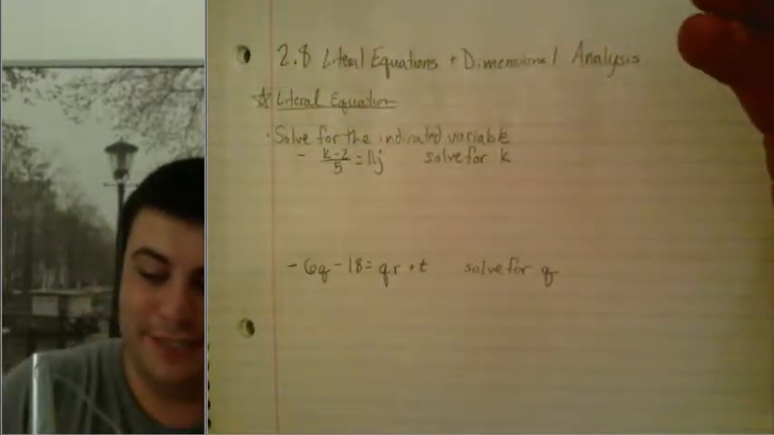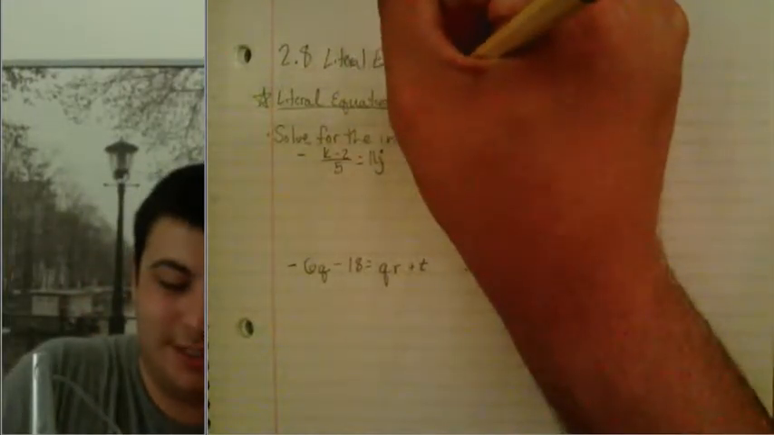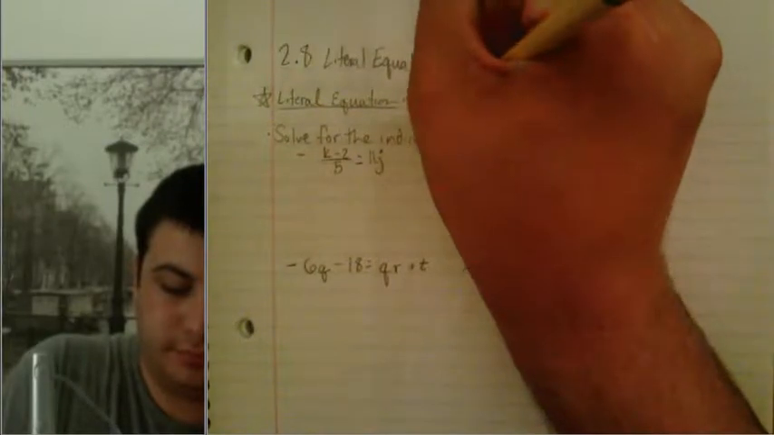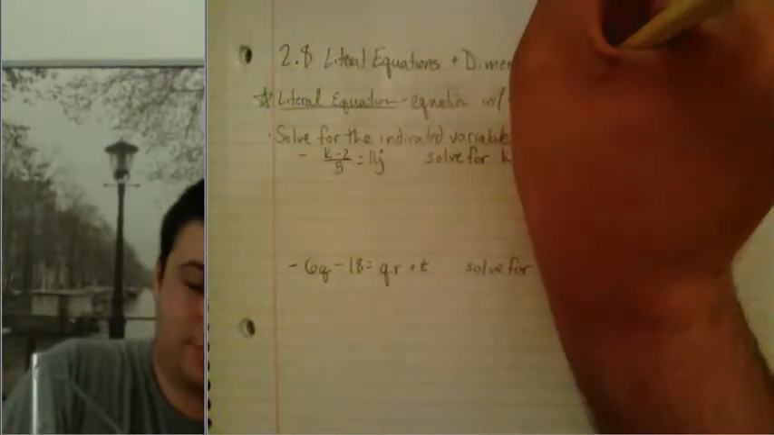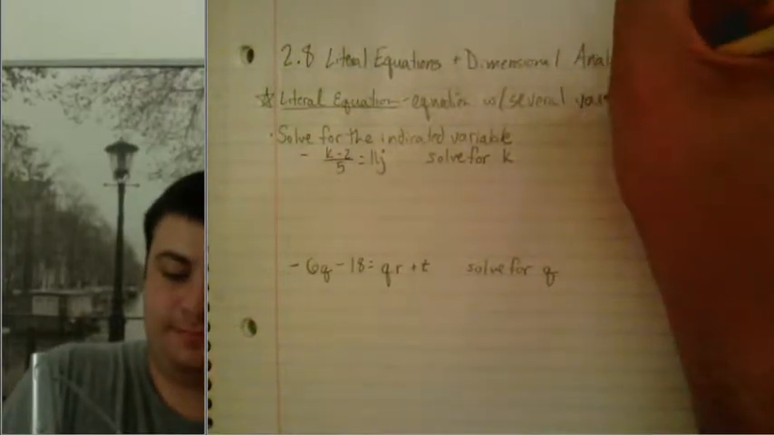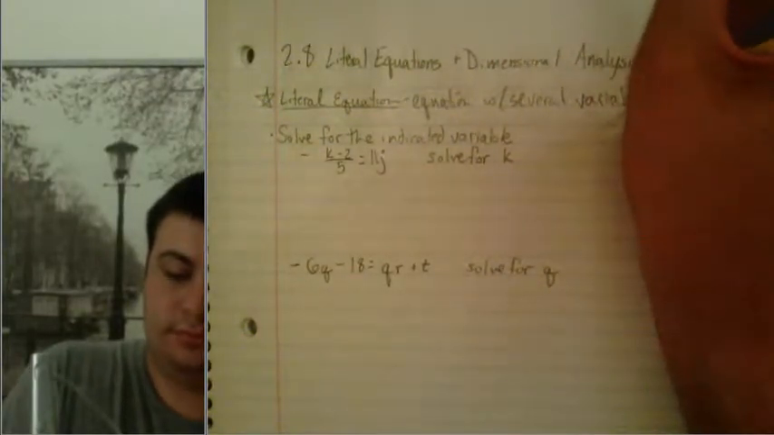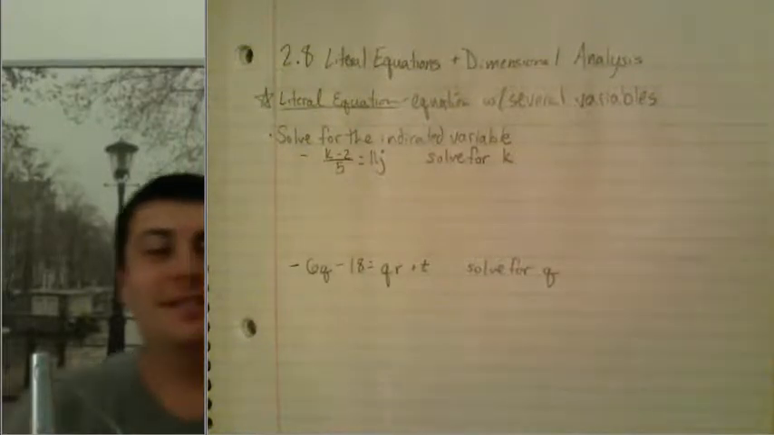A literal equation is an equation with several variables. A literal equation is an equation with several variables.